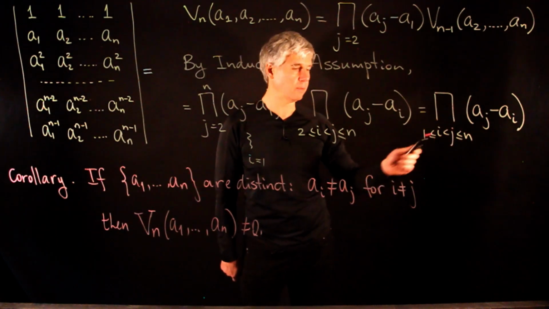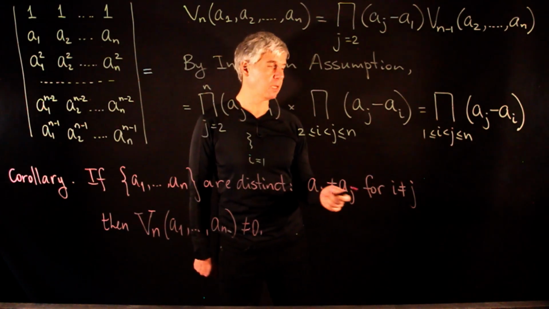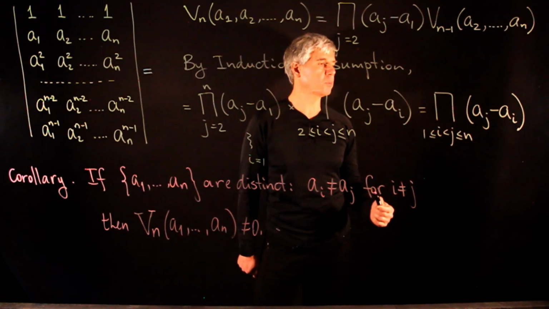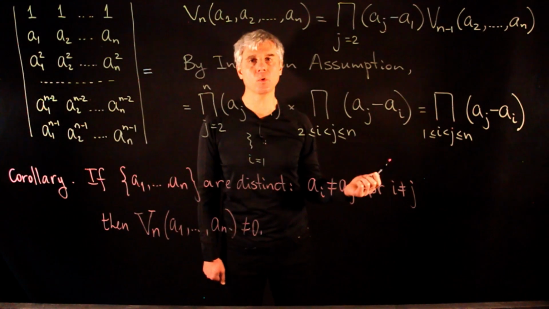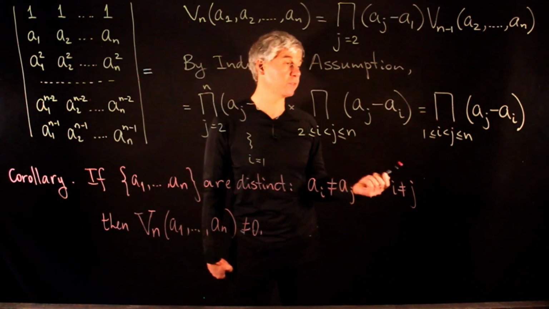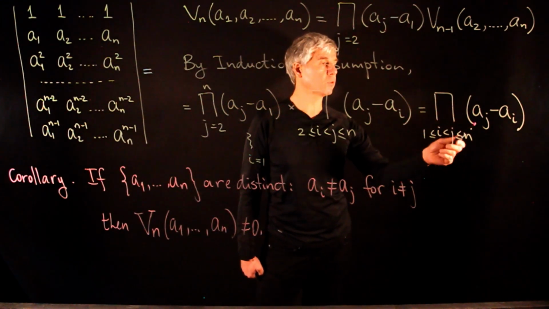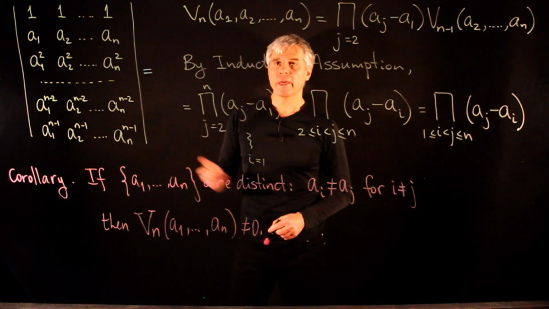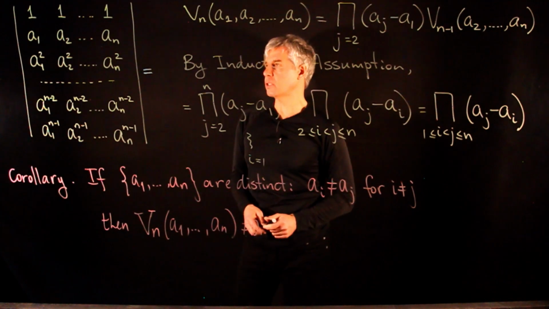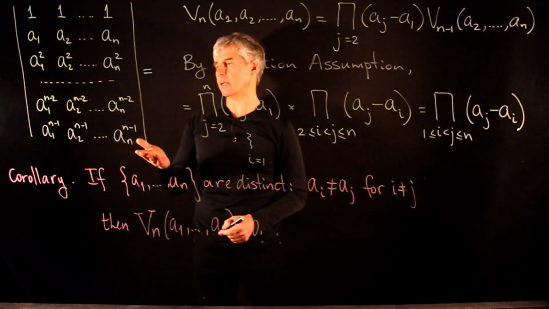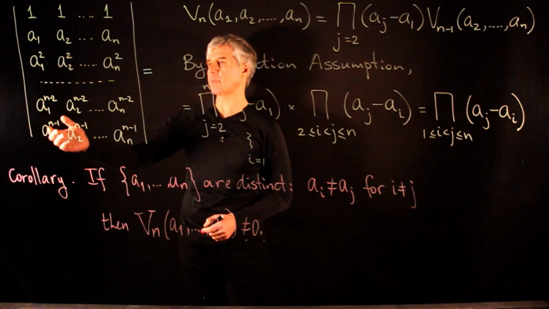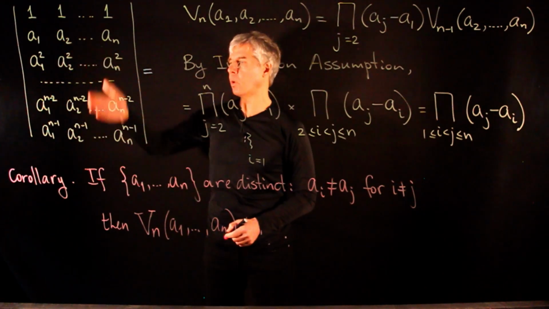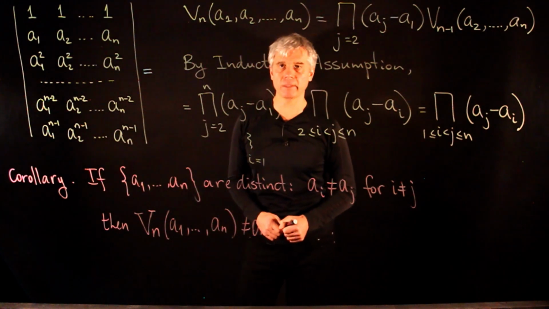So if these ai's and aj's are all distinct, then all these factors are going to be non-zero. And since we're working over a field where we don't have divisors of 0, the product of non-zero factors is non-zero. And we know that non-zero value of the determinant tells us a lot about this matrix. So for example, this matrix will be invertible, and the rows or columns will be linearly independent.